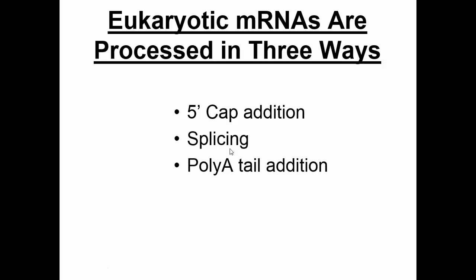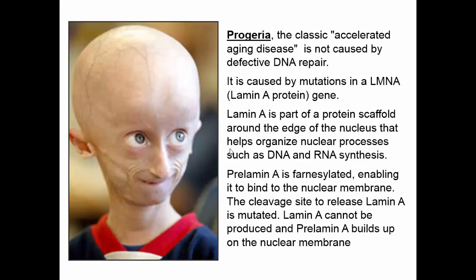Then at the very end, at the 3' end, a series of A bases are added. It's called the poly A tail. And that also adds to the stability of the transcript. In other words, if something's going to be degraded, that string of A's gets degraded. There's no code in that.